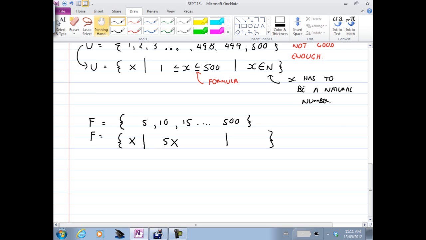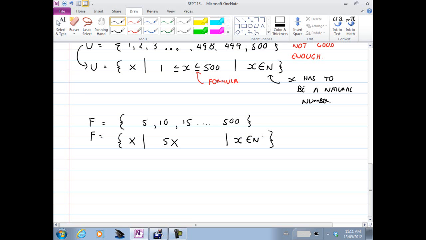Because would you agree that if x equals 1, I get 5. If x equals 2, I get 10. If x equals 3, I get 15. But we've got to do one more thing. What's the last thing that goes here? X. Nope. One more thing. x ∈ N, which means I cannot use decimals. I cannot use negatives. I have to use natural numbers.